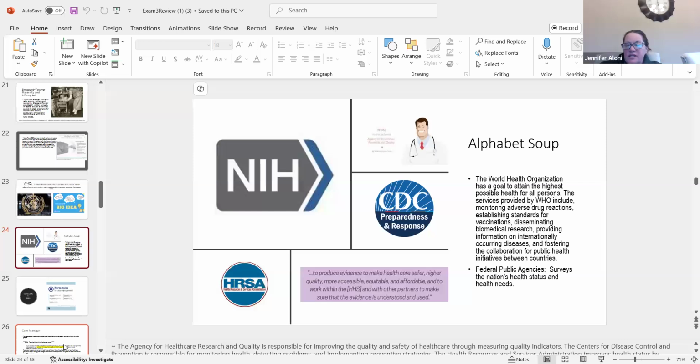We have several different organizations that help to guide us as nurses. We have the World Health Organization, which is going to do things like monitor drug reactions, have our standards for vaccines, provide information on diseases, and foster collaboration. We have our CDC. We have our HRSA, which is our Agency for Healthcare Reform and Services. And we want to make sure that we know those different organizations.